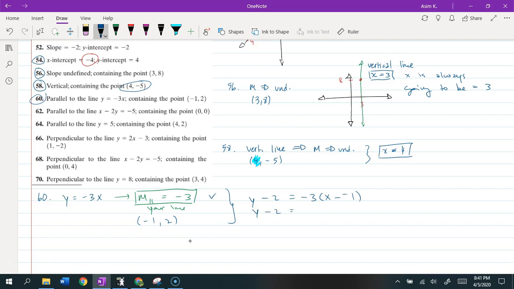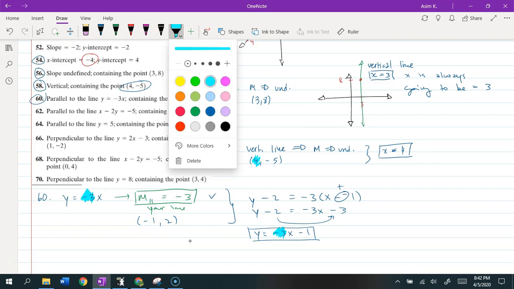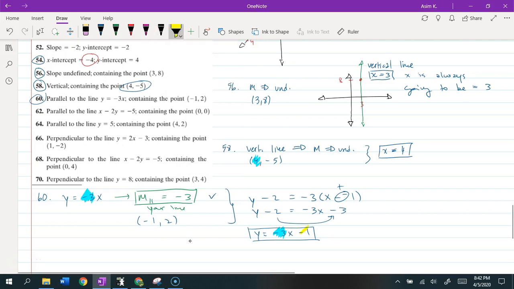Y minus 2 is equal to negative 3x, and then this right here is a plus, so that's going to make a minus 3. Bring the minus 2 over. Y is equal to negative 3x minus 1, and that is the equation of your line. You'll notice that your line has the same slope as the other line. What's different about your line from the other line is your line has an intercept of negative 1, whereas the other line has an intercept of what? It's got an intercept of 0, right? So it's going through the origin, all right?